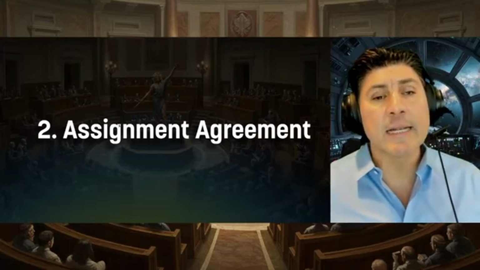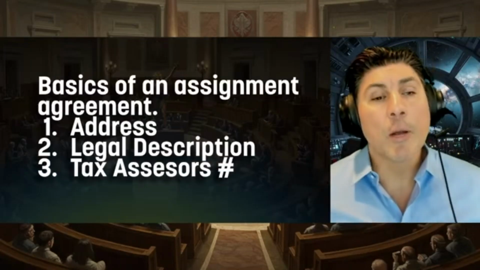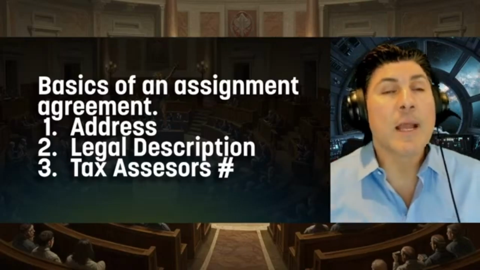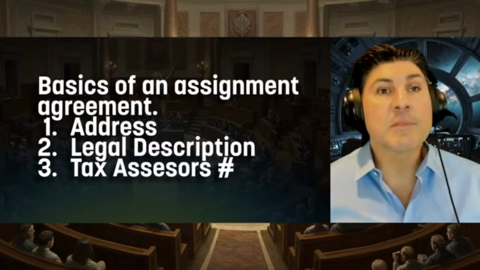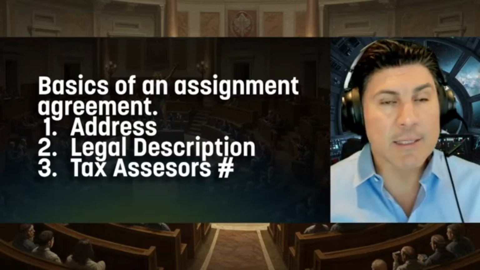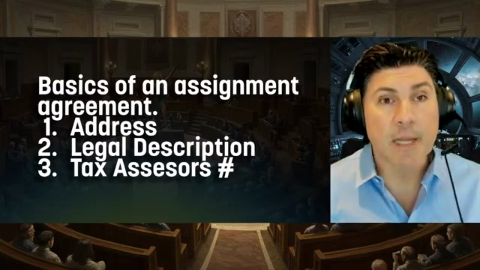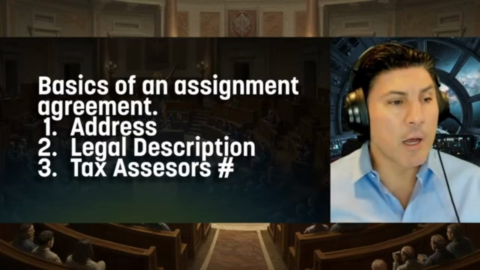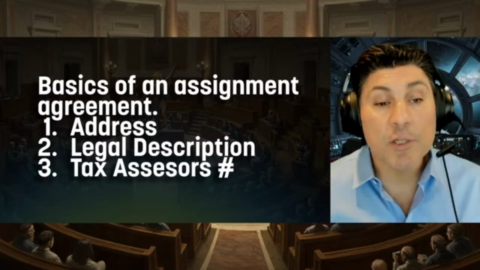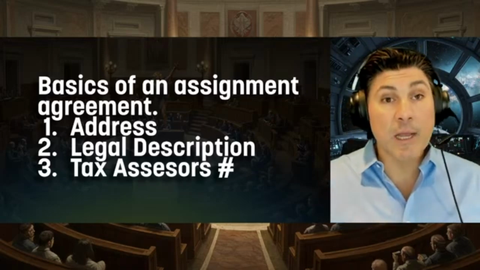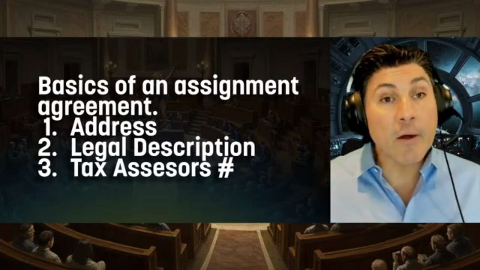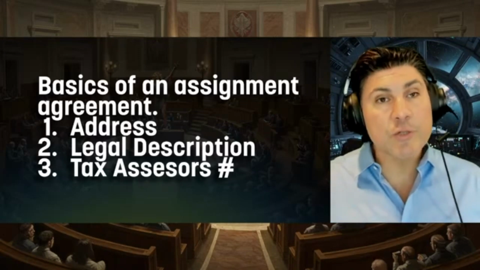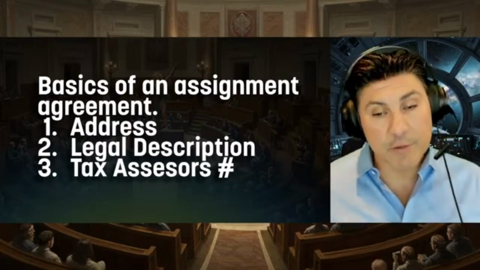Let's talk about the basics that need to be on an assignment agreement. Number one, again, the address. I know it seems like common sense, but it's not. I've seen people make these mistakes. You have to have the address on the assignment agreement as well. You need the legal description again. You want to be clear. Let's not make it vague. So get the legal description. We've already covered how to get that legal description.